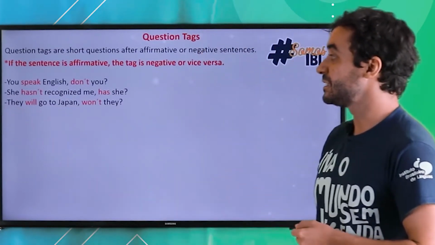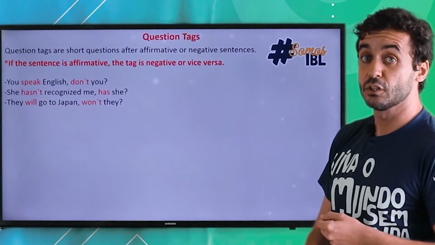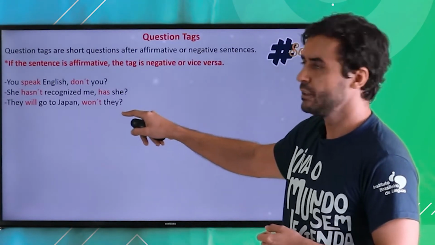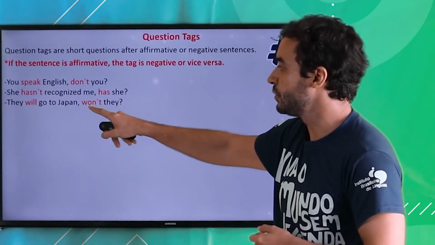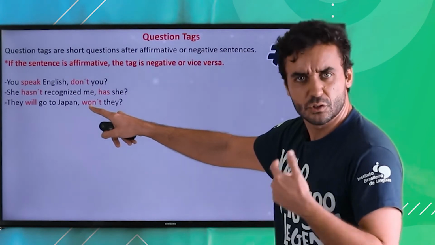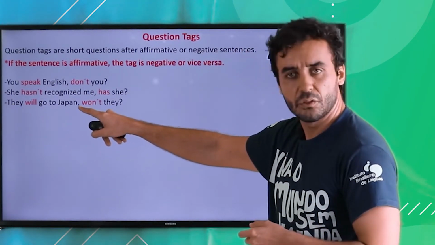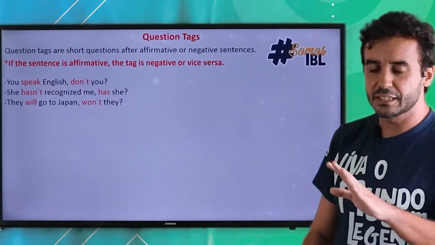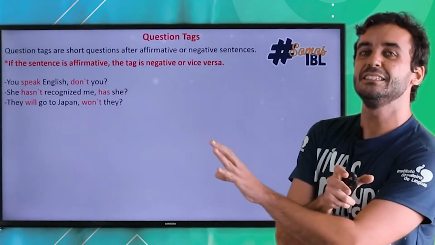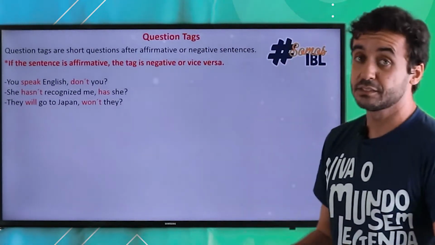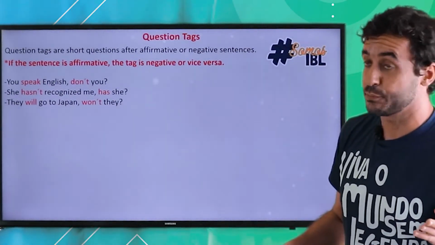The next sentence is with the future using will. So they will go to Japan, won't they? This is affirmative. I used will in the negative, right? We could use the other way around. They won't go to Japan, will they? Okay, so that's basically it. You just deny the idea, maintaining the same time verb, right? But of course, there are some exceptions, okay?